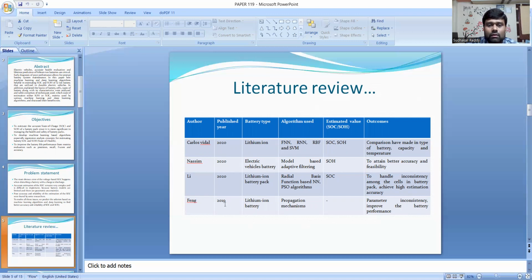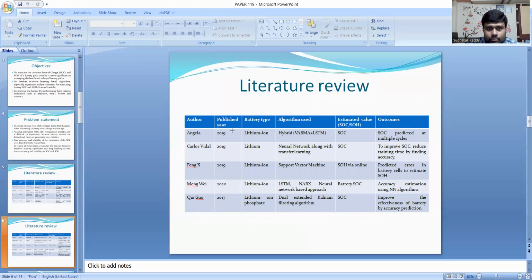Next, an author in 2019 did research on the lithium-ion battery. Used the propagation mechanism algorithm. The outcome of the paper is addressing parameter inconsistency and improving the battery performance.